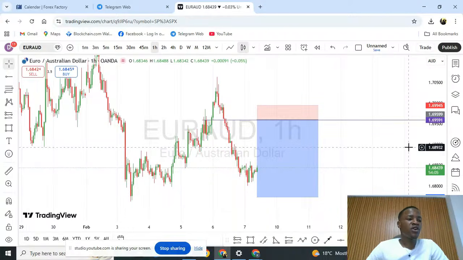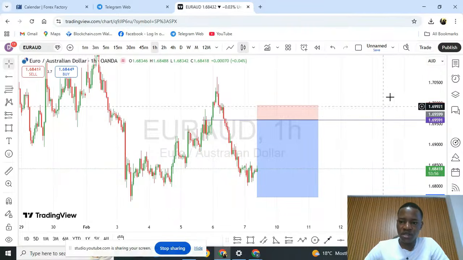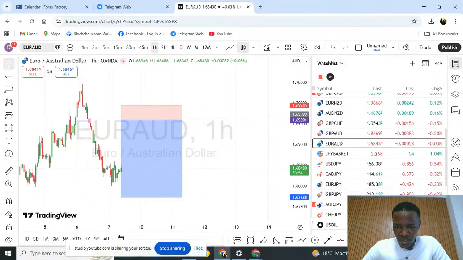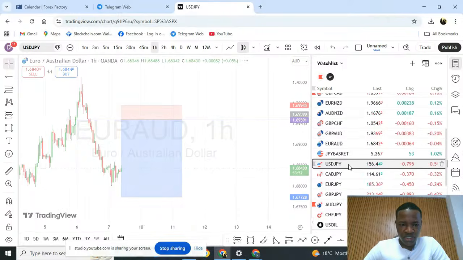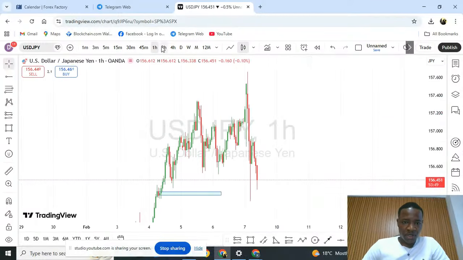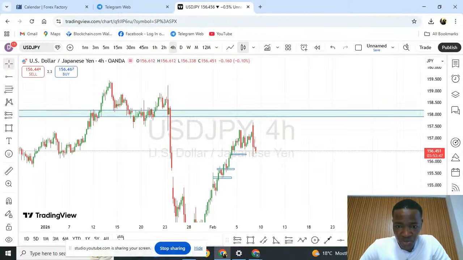But one of the pairs you have to stay tuned in on when you're analyzing or trading is EURAUD, GBP. Those pairs are very nice, to be honest. Let's come to JPYs. USDJPY. Since last week, we were trying to buy USDJPY from here.